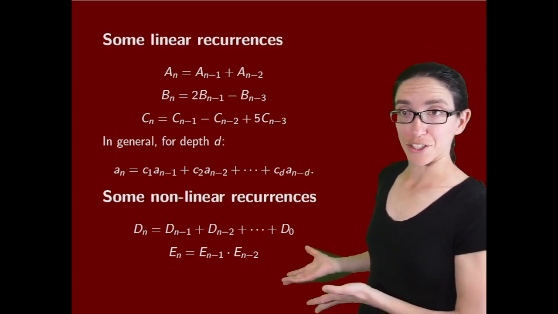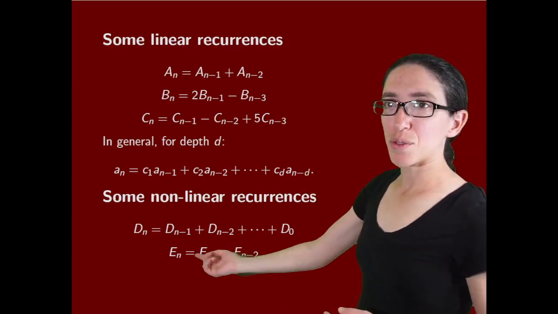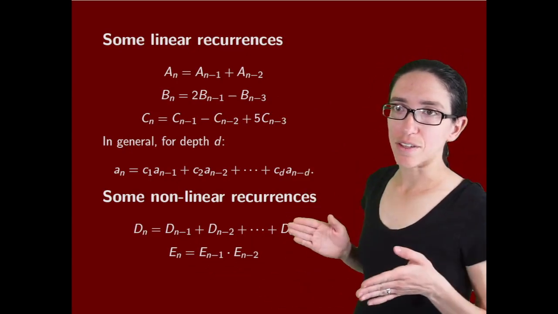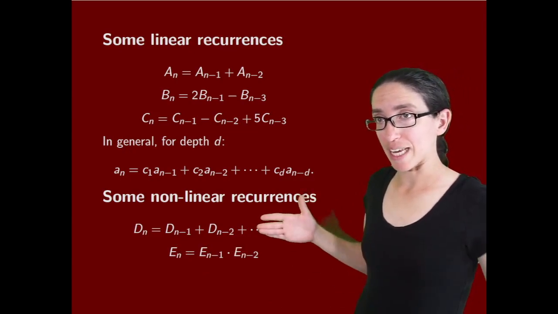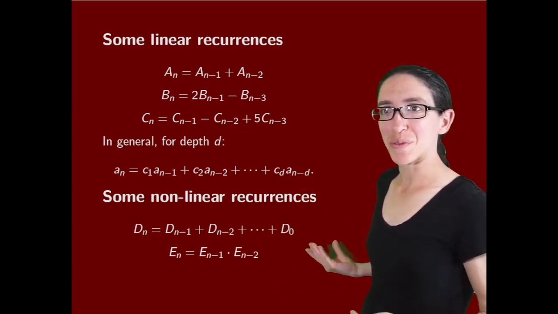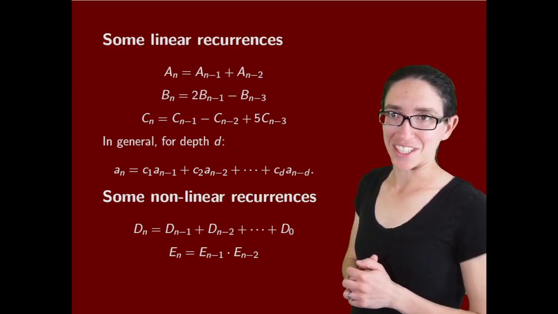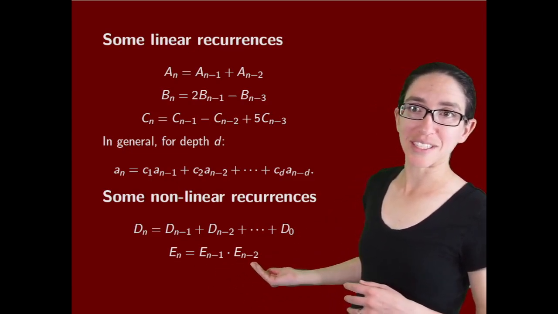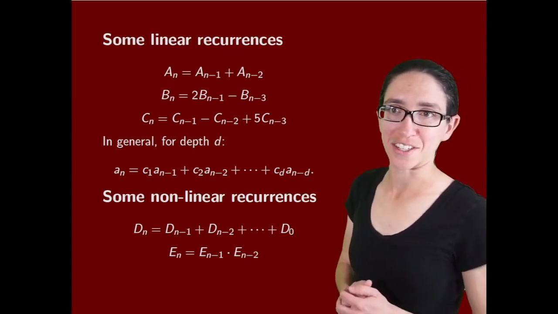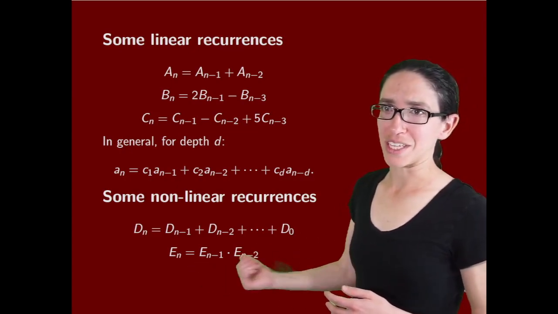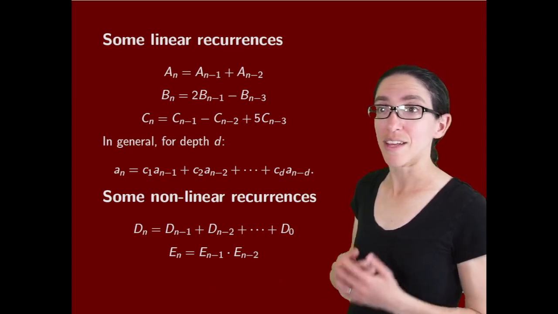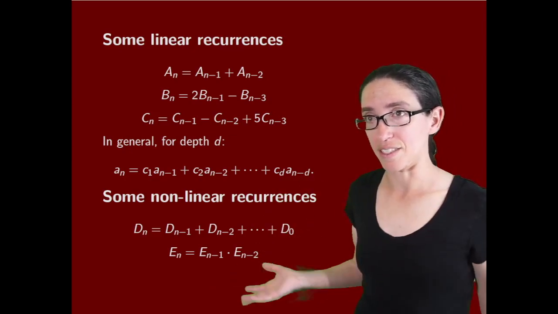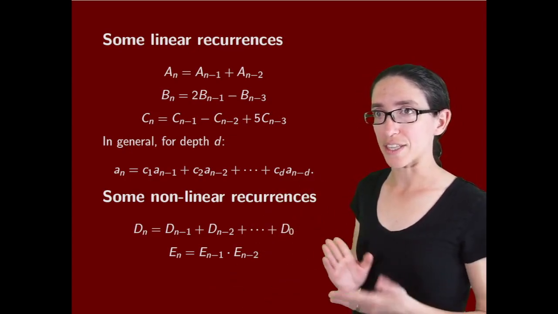Here are some nonlinear recurrences. What isn't a linear recurrence? If you go all the way back to 0, that doesn't have a constant depth. The depth keeps getting bigger as n gets bigger. So this would not be considered a linear recurrence, even though it looks like one. And if you have e sub n equals e sub n minus 1 times e sub n minus 2, that's certainly not linear. Or if you have sine of e sub n minus 1 or some other function of it that's not a linear combination, anything else is not a linear recurrence. So let's just look at the linear ones today.